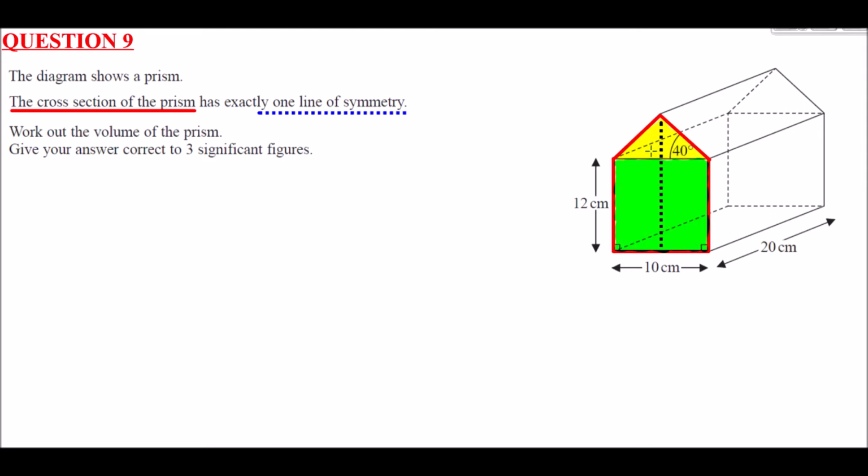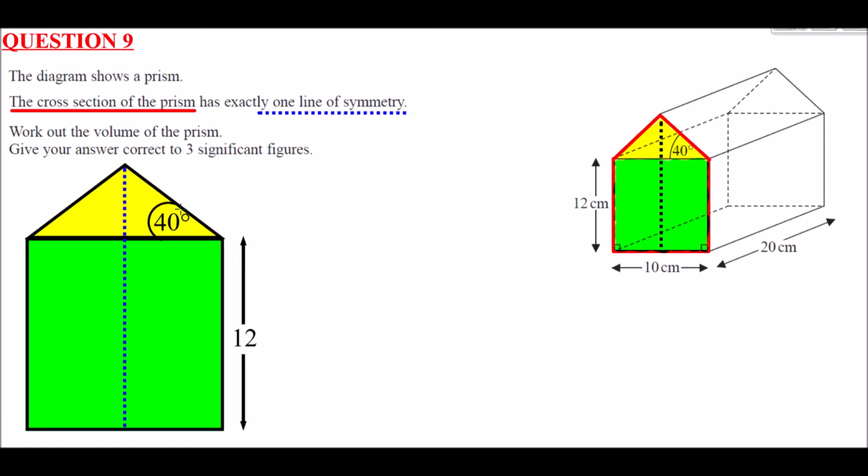But if I colour code in the rectangle at the bottom and the triangle at the top like so, we can now think about what the area of a cross section is. Because the volume of a prism, and I'll mention this at the end, is the area of this cross section I've coloured in multiplied by the length. So just taking this cross section and looking at it in a bit more detail, we've got this. So obviously that's 12 high, and it says it's 10 across, but because it's got one line of symmetry, that 10 must be split equally into 5 centimeters here and 5 centimeters there.